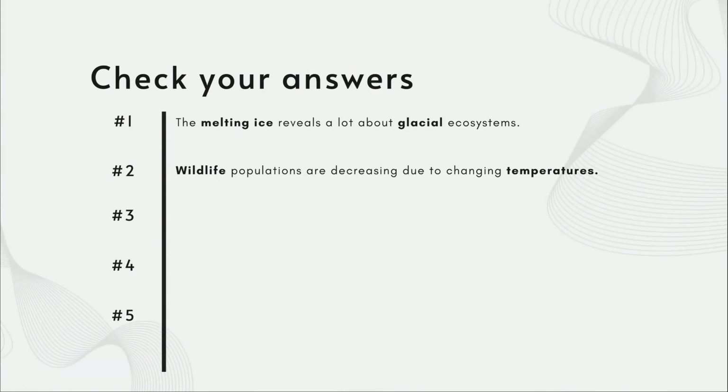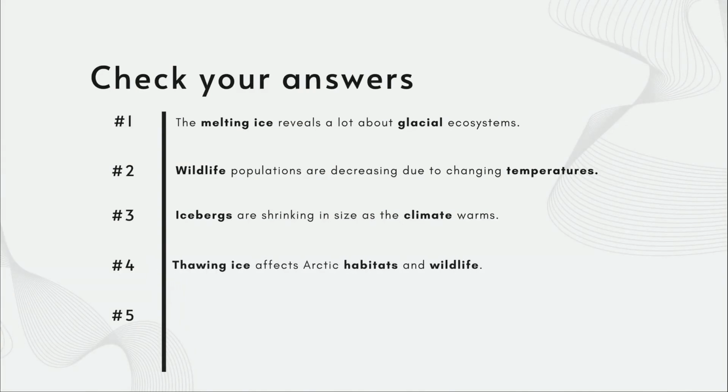Number 3. Icebergs are shrinking in size as the climate warms. Number 4. Thawing ice affects Arctic habitats and wildlife. Number 5. Glacial melting is because of global temperature rise.